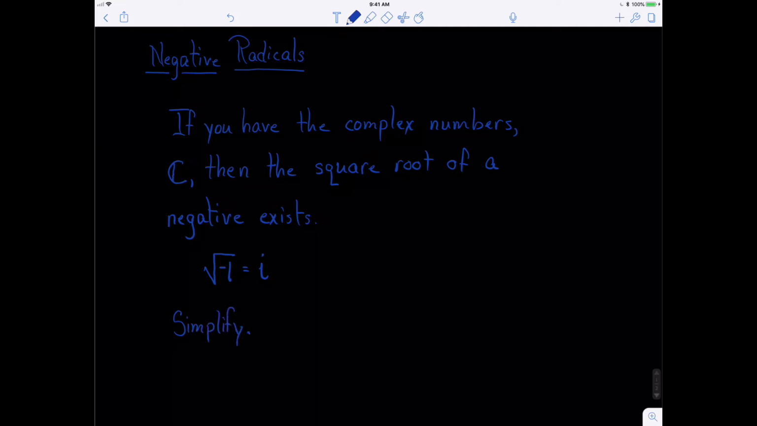Simplify. Let's try, how about the square root of negative 4? Okay, well, this is the square root of negative 1 times the square root of 4. Well, we know the square root of negative 1, that's what we've been learning about. That's i. And we know that the square root of 4, that's 2. And we would normally write that as 2i. And that's how you can take the square root of a negative number.